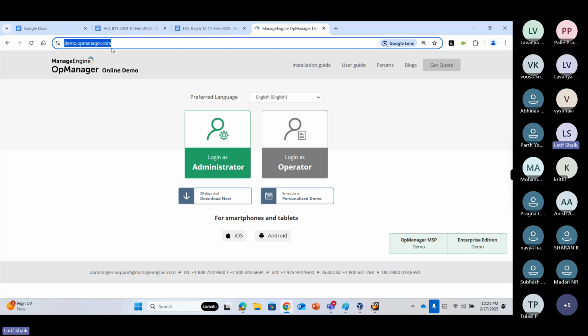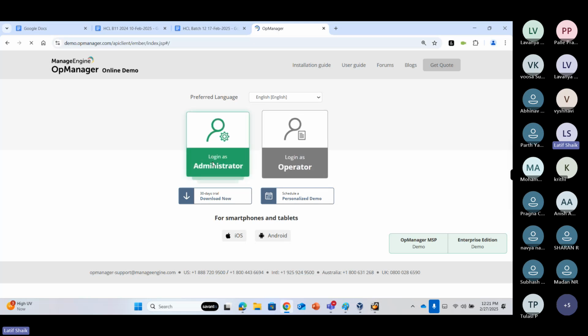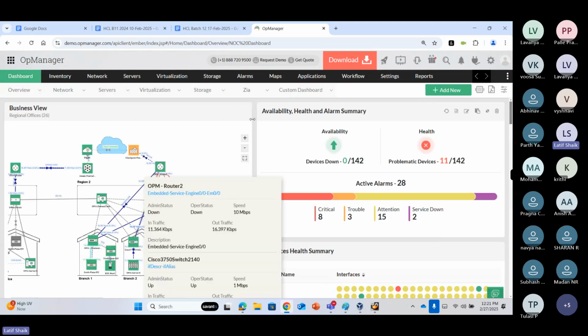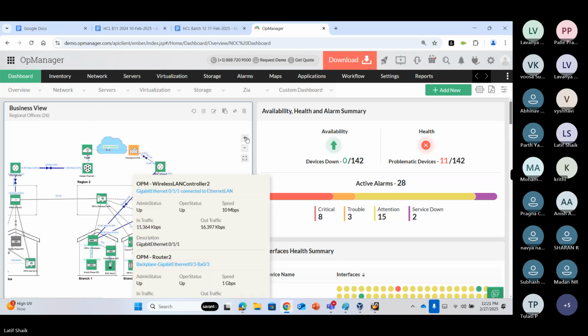Open this demo.opmanager in your browser. It will show two things: administrator and operator. You can just click on administrator. So it opens a demo sheet. It is global.